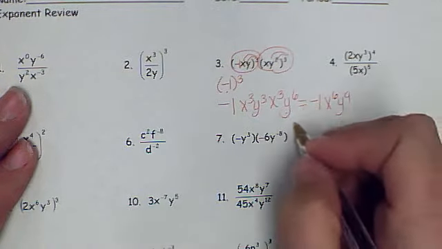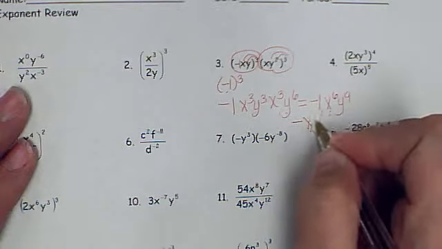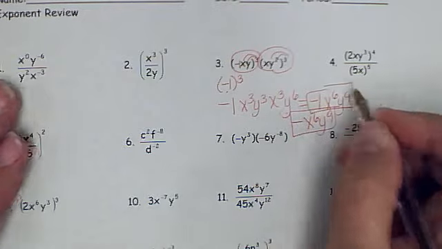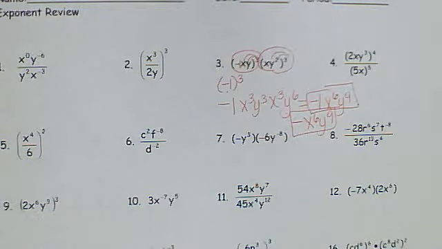Now, the other way that can be written is without the 1. You could just have a negative sign there. You'll see both ways. I usually don't put the 1, but sometimes I do. Kind of hit and miss.